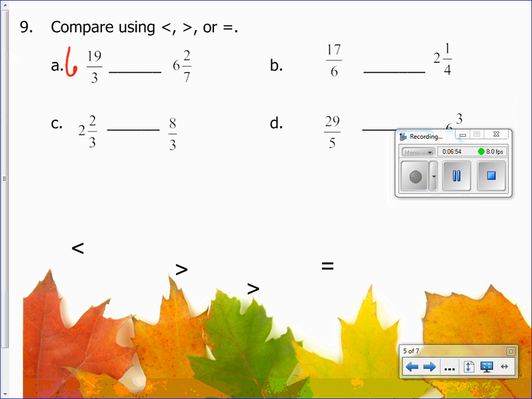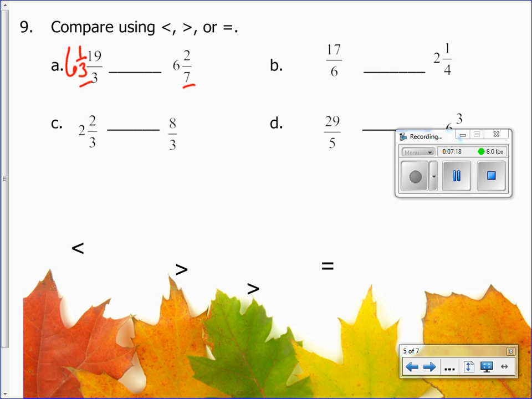So I'm going to change this to 6 and 1/3. Now, as I'm comparing these two fractions, I'm going to look at the whole number. They both have a 6 in the whole number, so I will need to compare the fractions. So now I'm going to compare 1/3 and 2 sevenths. Now, there are some times when you cannot tell by looking at them. So let me give you a strategy.